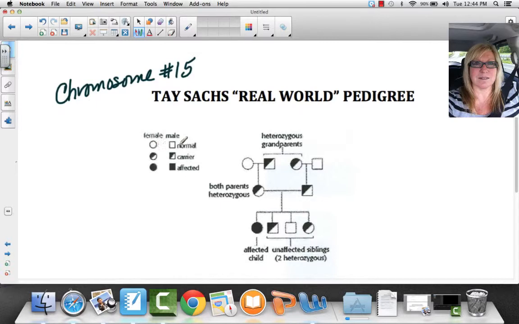They're telling you that the normal is clear, a carrier is half dark, half light, and the affected is solid. Well, if you remember from what we talked about already about Tay-Sachs, chromosome number 15, it's a recessive trait. So this would be our Tay-Sachs, this would be our carrier, and then this would be our normal. Now, a carrier is going to appear normal, phenotypically appear normal. Genotypically, it will have the capital and the lowercase. Here, you don't have any trait whatsoever, so your genotype is pure and your phenotype is also normal.